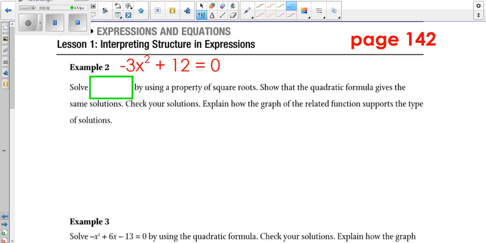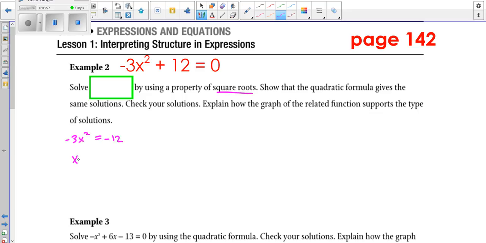Alright, in example 2, the problem that they had didn't work out so great. So can you guys actually write negative 3x squared plus 12 equals 0? And then let's go through this problem. We're going to solve this using the property of square roots. That just means you're isolating your variable, similar to a linear equation. So first thing, we're going to subtract 12 from both sides. So you get negative 3x squared equals negative 12.